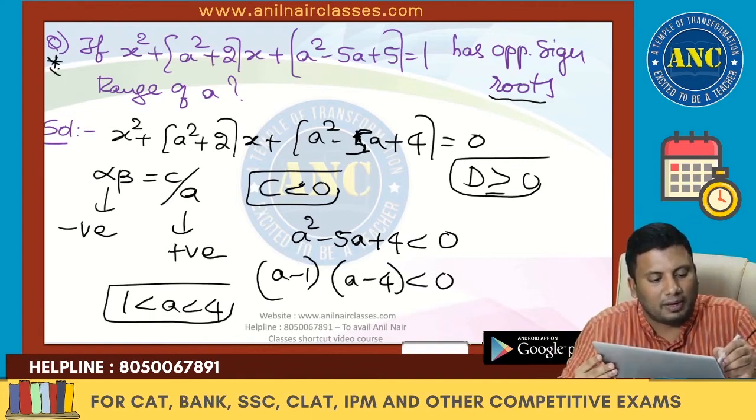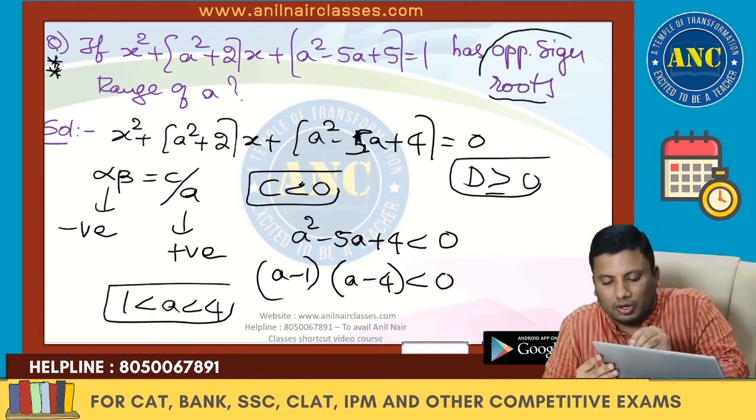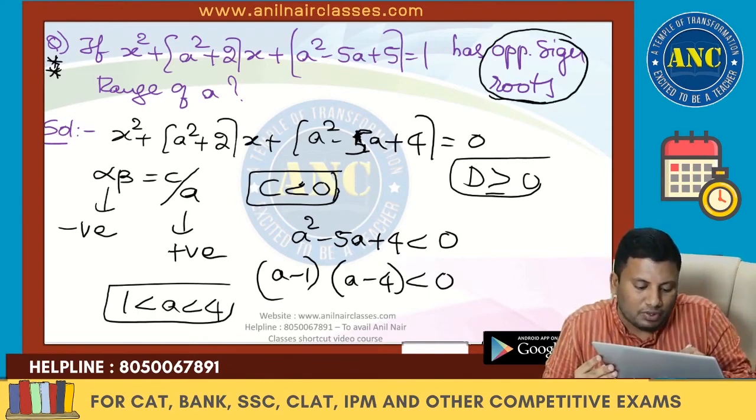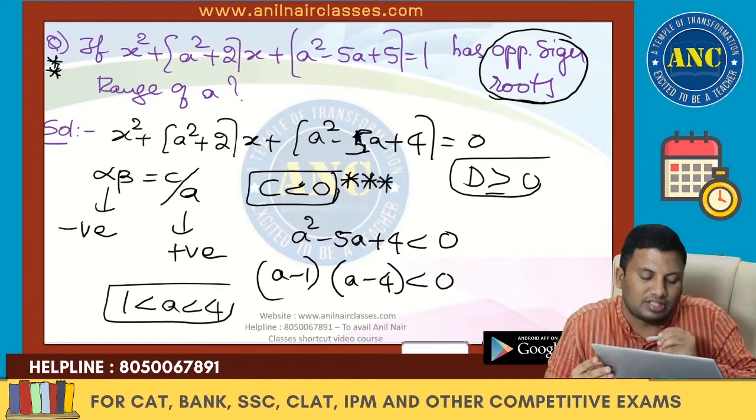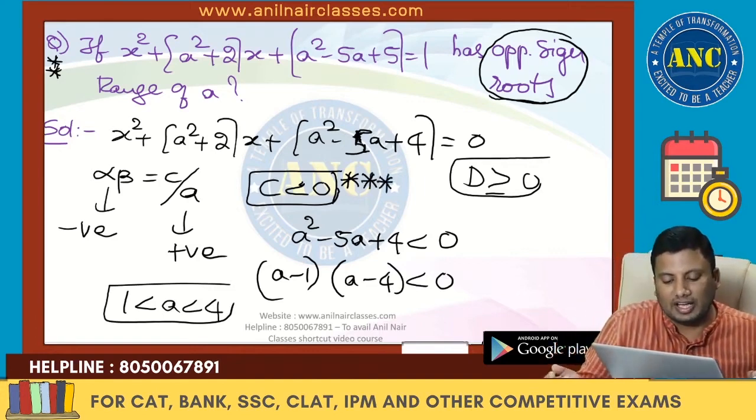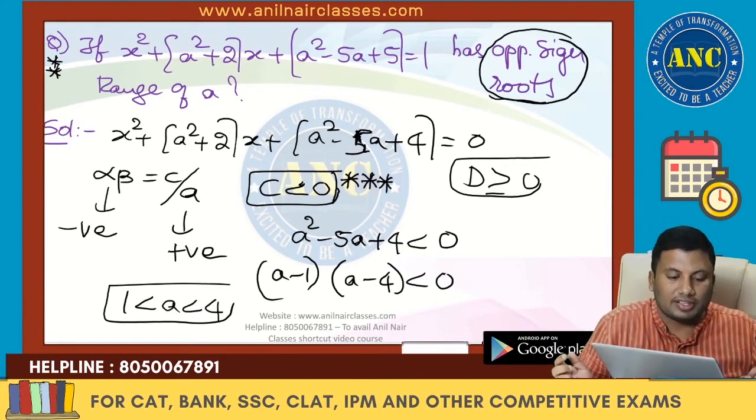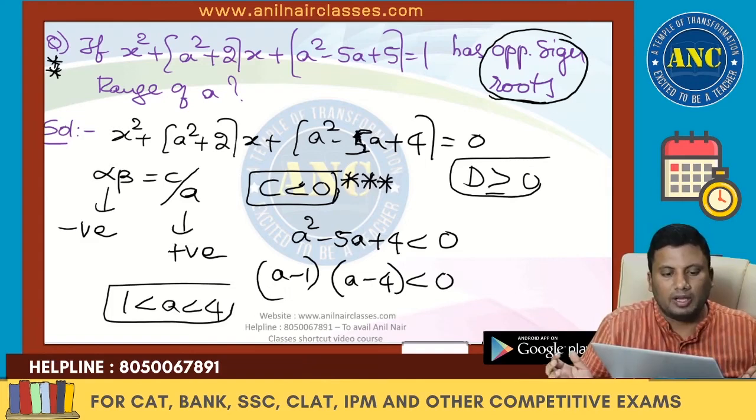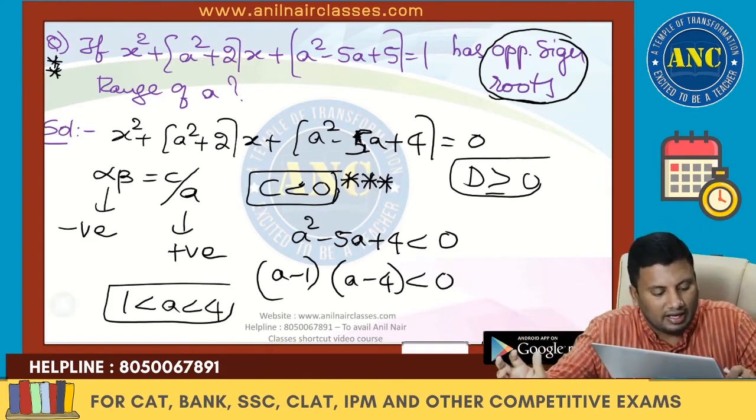Management exam replica question, opposite sign roots. Whenever there are opposite sign roots, the underlying root cause of the problem is that the constant should be less than 0. Idea clear? One more question.